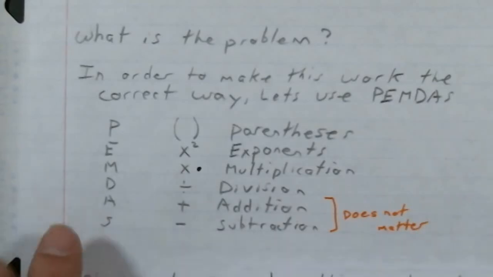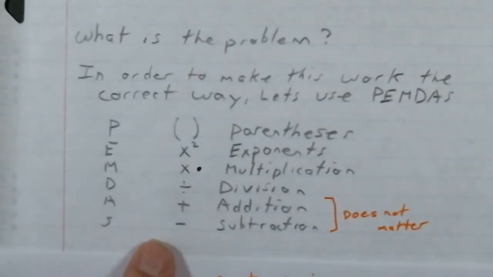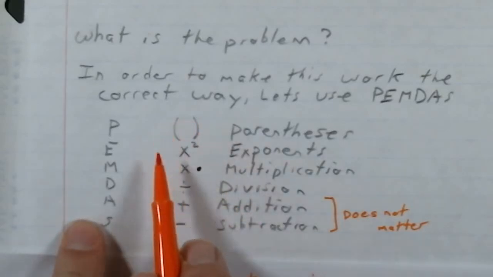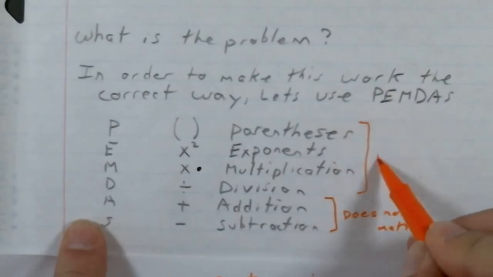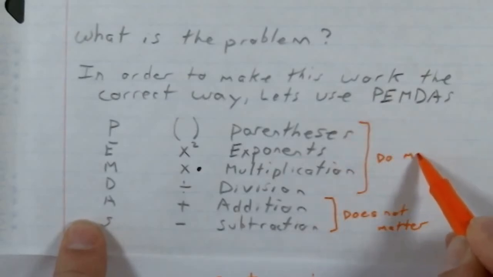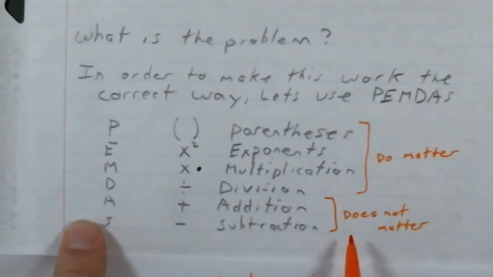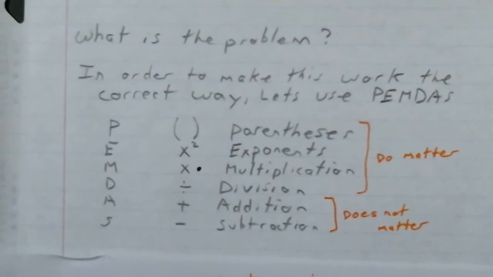Some students like to do subtraction first if they see it, and addition first if they see that. These two don't really matter, but these four do. So let's make a note: do matter and doesn't matter. And we're going to see many examples of this.